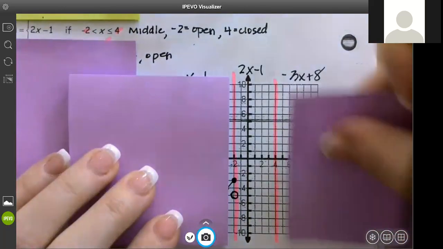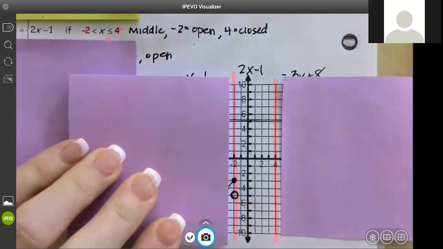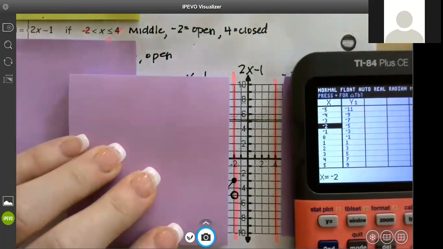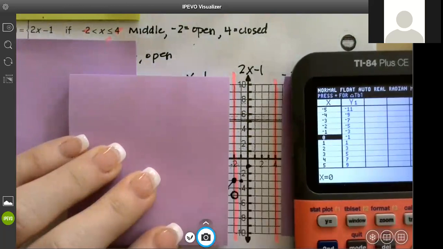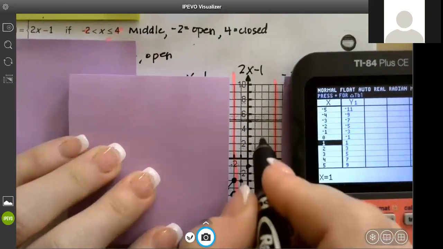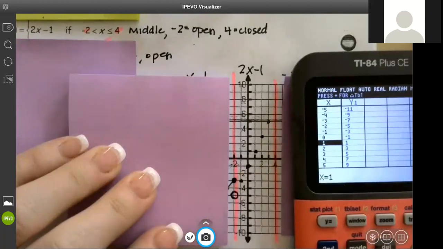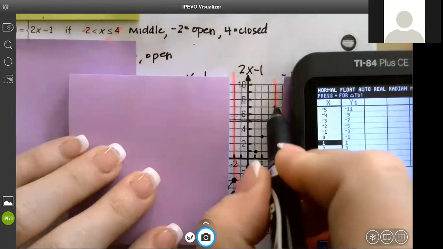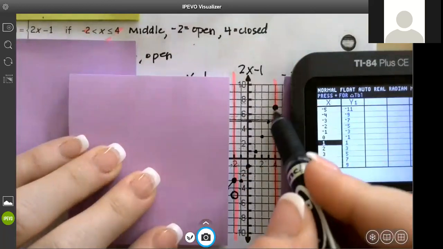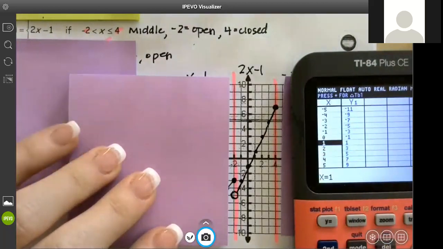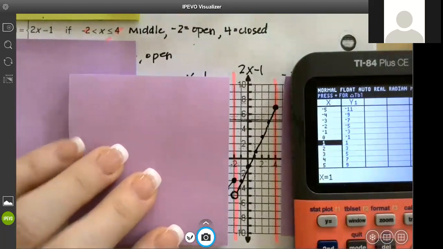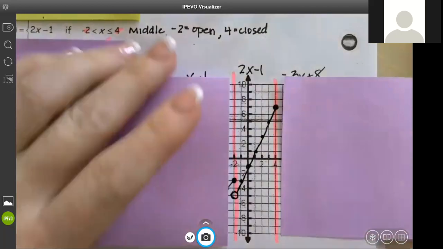Sorry, I'm going to move some Post-it right here. We're going to keep going. -1, -3. 0, -1. Hopefully you see the pattern. 1, 1. So it's up 2 over 1. When I get to this other boundary on 4, make sure it's closed. And then that's our graph. The 3 graphs are where the domain and range may get complicated. Everything else is exactly the same.